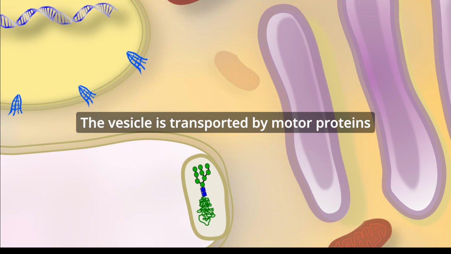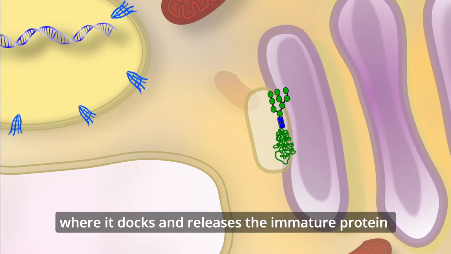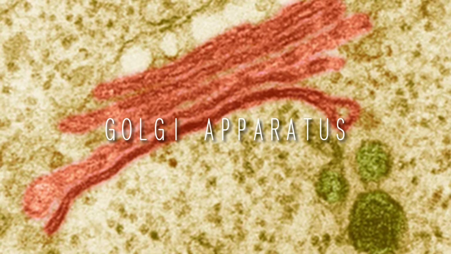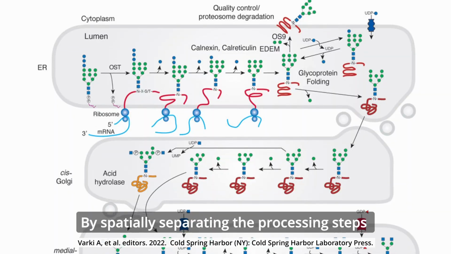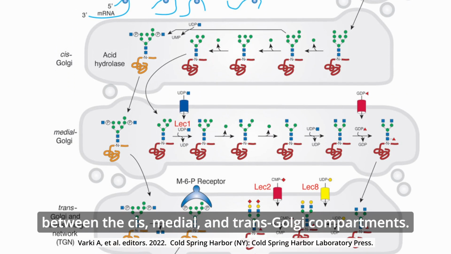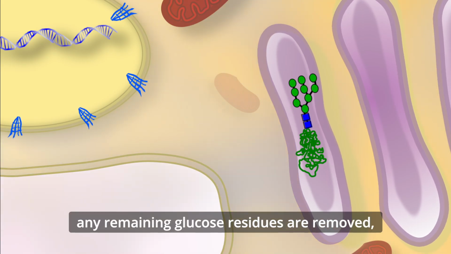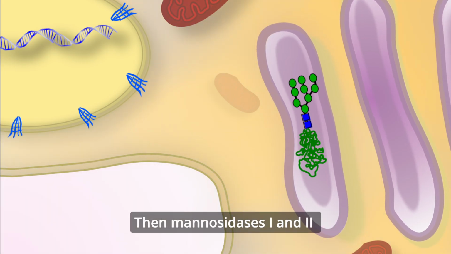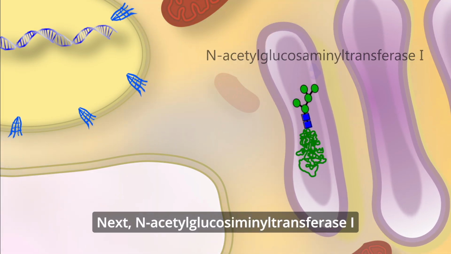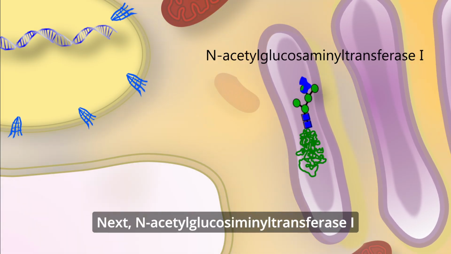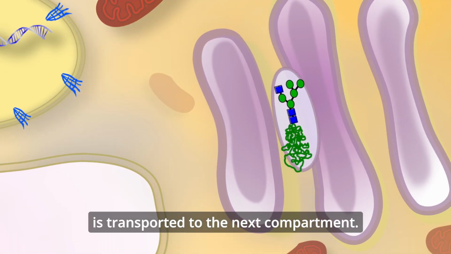The vesicle is transported by motor proteins to the Golgi apparatus, where it docks and releases the immature protein into the cis-Golgi network. Here we see another way that the order of assembly can be enforced, by spatially separating the processing steps between the cis, medial, and trans Golgi compartments. In the cis Golgi compartment, any remaining glucose residues are removed. Then mannosidases 1 and 2 remove 4 of the mannose residues. Next, N-acetylglucosaminyltransferase 1 attaches a GlcNAc residue, and the maturing protein is transported to the next compartment.